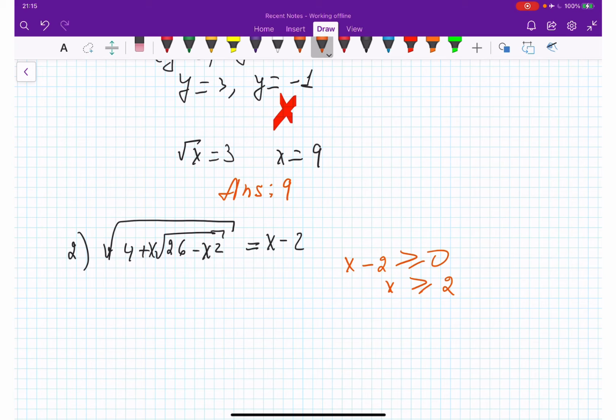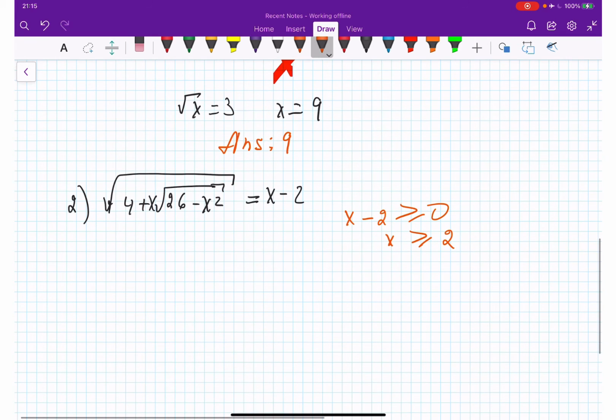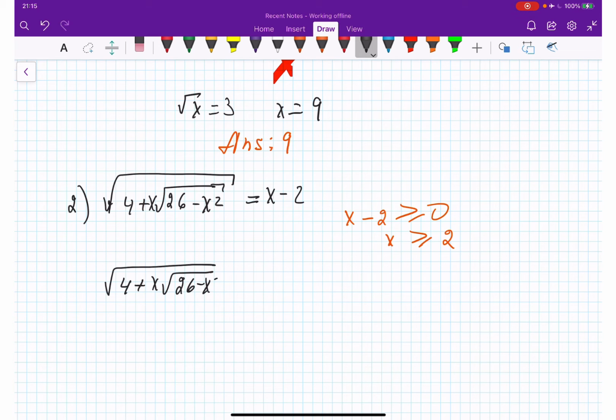So now to solve it, we know only one method of solving equations that involve square root or radical, and that is to square it, right? Which means if I write down 4 plus x square root 26 minus x squared equals x minus 2, I'm going to take and square it.